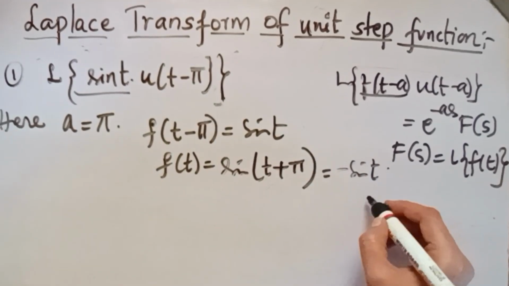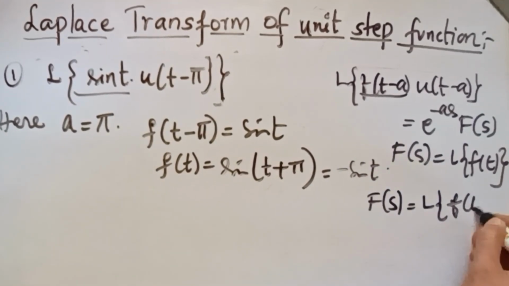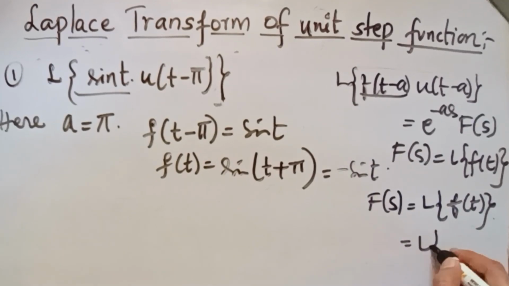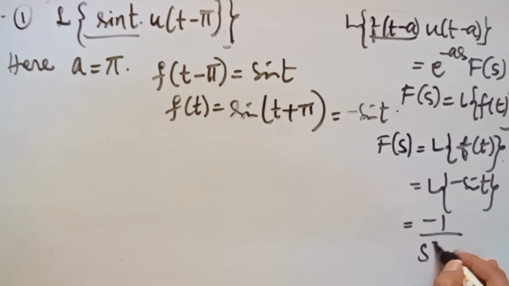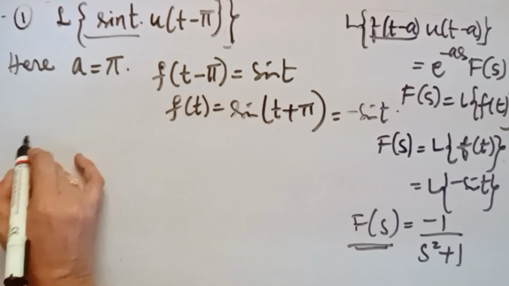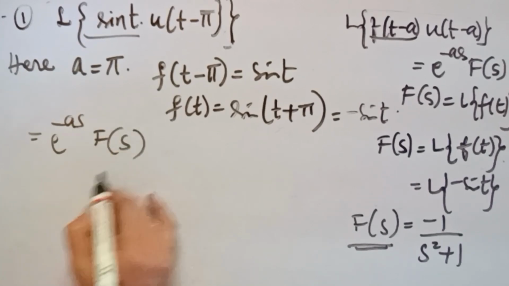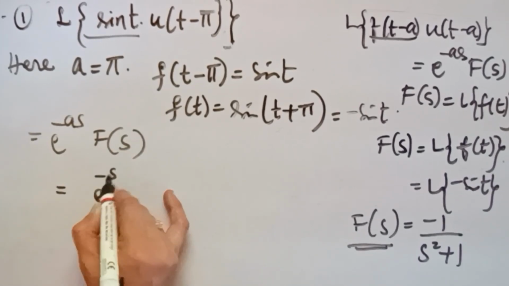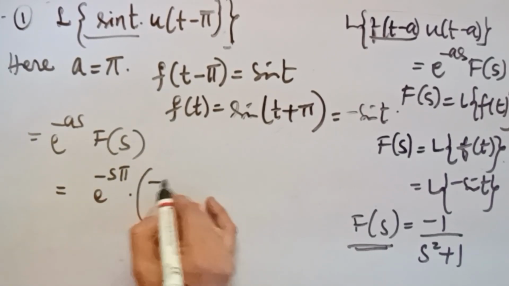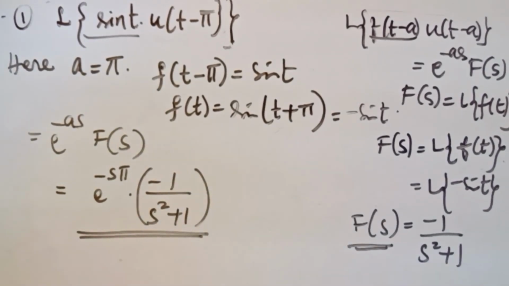So now get what is F of s. What is the Laplace transform of f of t? Laplace transform of minus sin t, which is minus 1 by s square plus 1. This is your F of s. Now once you got F of s, the formula is e power minus as into F of s. So e to the power minus s pi into minus 1 by s square plus 1. So this is the answer to the given question.